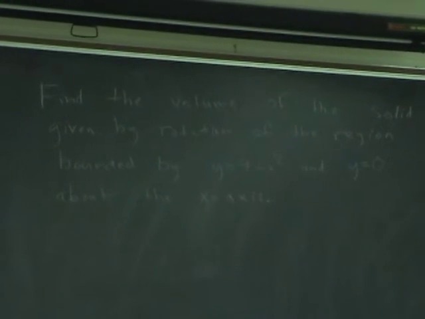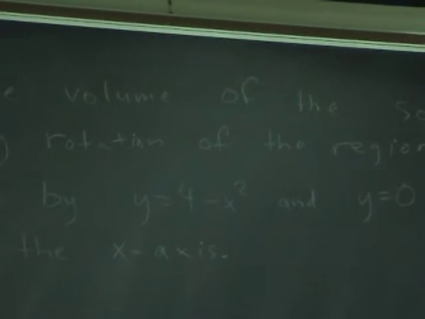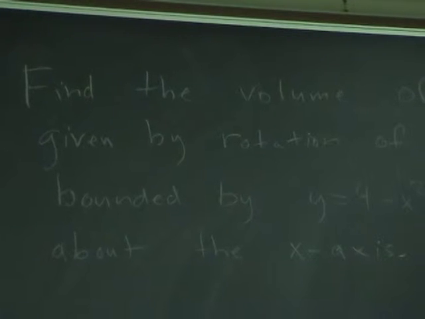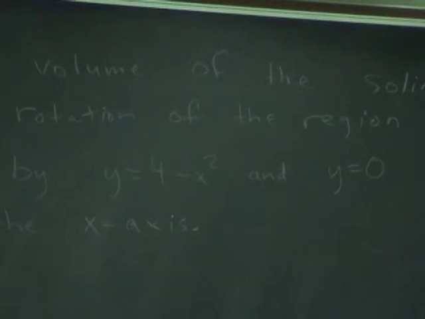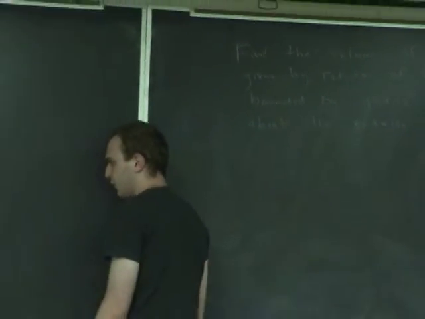Find the volume of the solid given by rotation of the region bounded by y equals 4 minus x squared and y equals 0 about the x-axis. I can write this in the fact shop if you'd like to see.